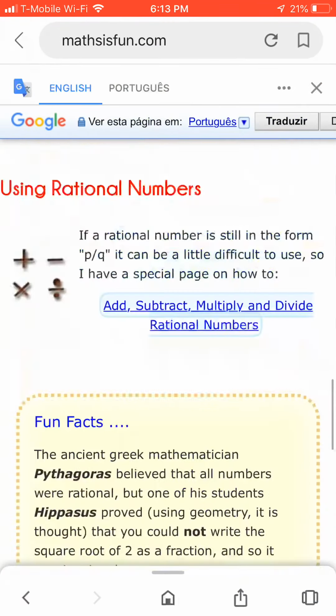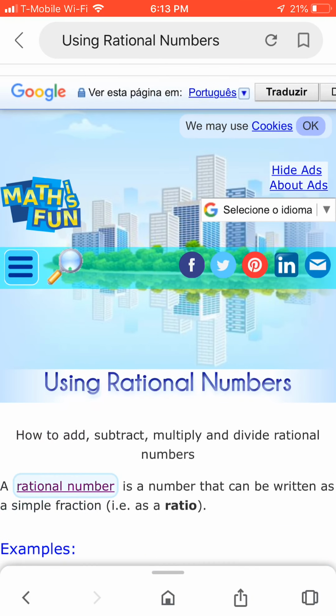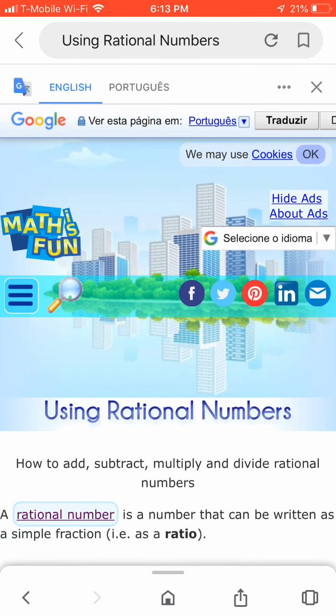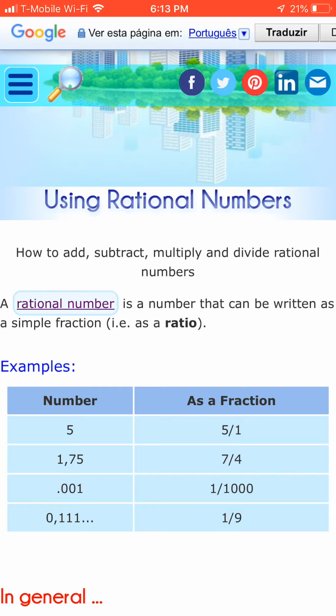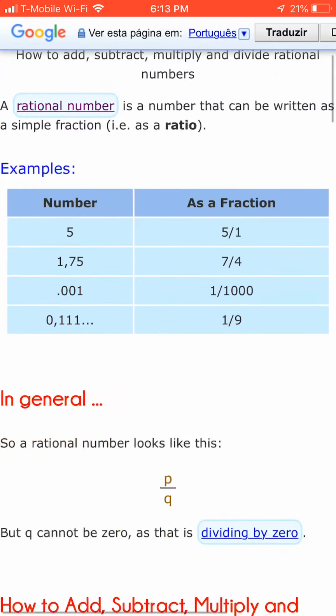Now, how to add, subtract, multiply, and divide rational numbers. A rational number is a number that can be written as a simple fraction, as a ratio. Here are some examples. In general, a rational number looks like this, p/q, but q cannot be 0 as that is dividing by 0.